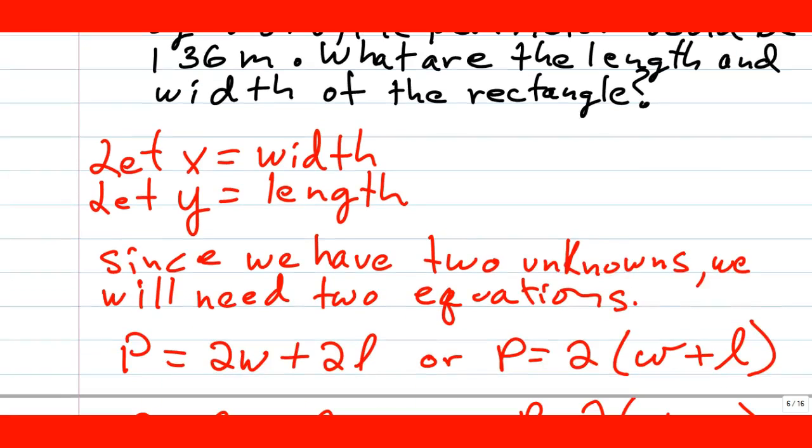Well, let's start by finding the first equation. Let's first assign width and length each a variable. If we let x equal width and let y equal length, we can now move on to our formulas. We know that perimeter is P equals 2w plus 2l, or 2 width plus 2 length, or P equals 2 times the width plus the length.